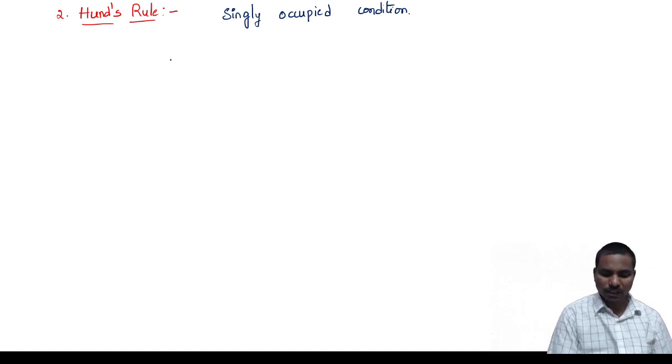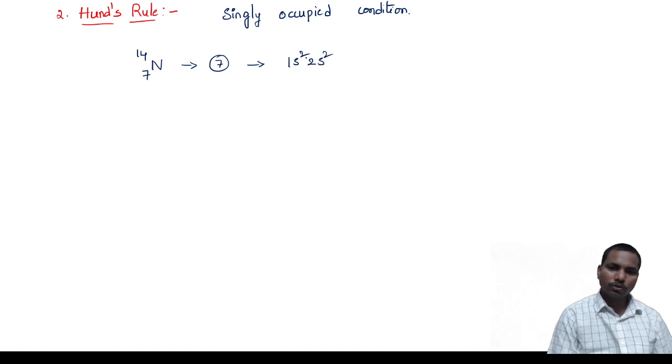Let us take an example, then you will get an idea. Consider nitrogen, atomic number 7, mass number 14. So it has a total of 7 electrons. Then what is the configuration? 1s2, 2s2, 2p3, correct?